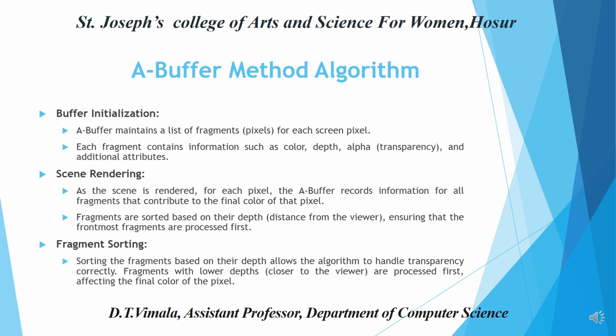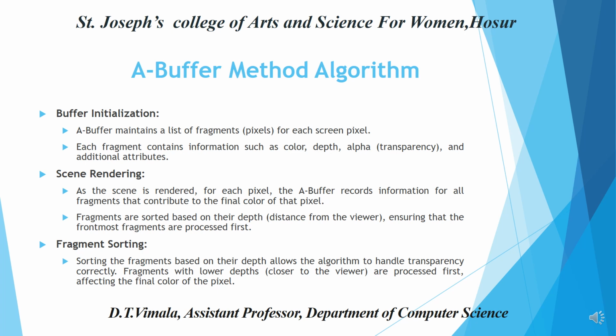The steps in the A buffer method algorithm. Buffer initialization. A buffer maintains a list of fragments for each screen pixel. Each fragment contains information such as color, depth, transparency, and additional attributes. Scene rendering. As the scene is rendered for each pixel, the A buffer records information for all fragments that contribute to the final color of that pixel.